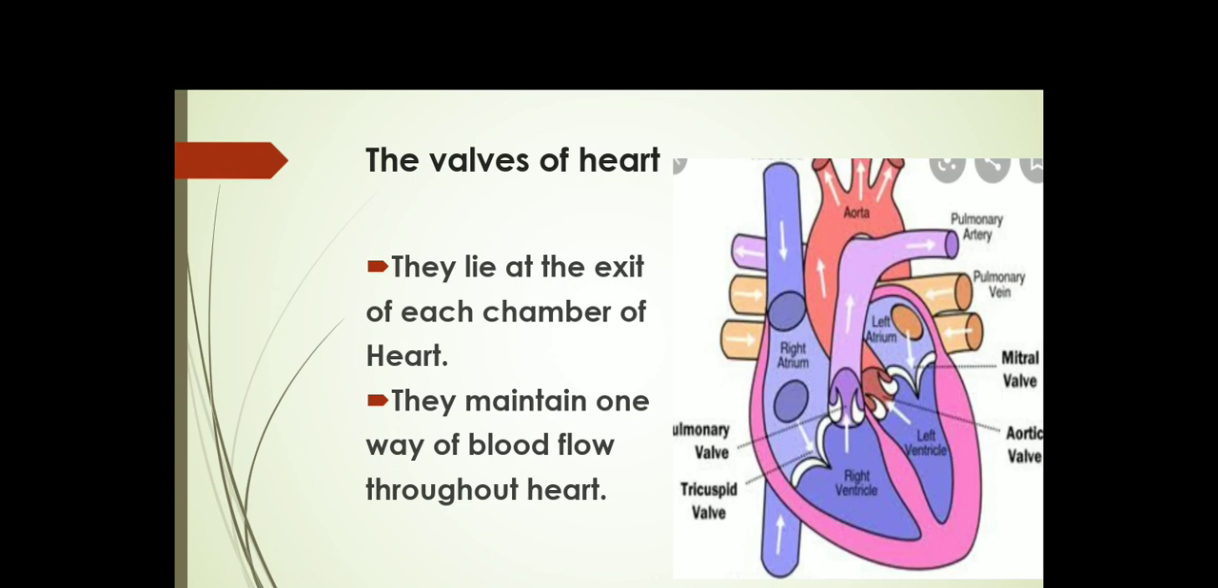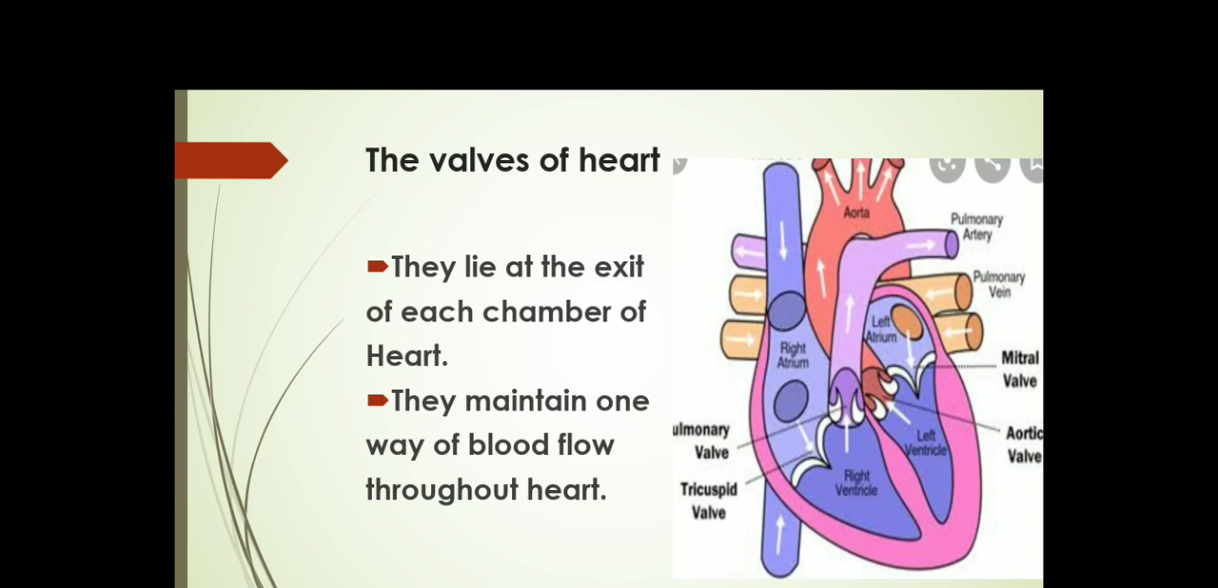Next, the valves of the heart. It is very important. Understand? At the end, or at the exit. Exit means, as you all know, whenever we come out from a room or any place like a movie theater, we exit. So at the exit of the chamber of the heart, there is a valve. Suppose these are the upper chambers, right auricle, left ventricle. Understand? That is the exit. At the exit there is a valve.